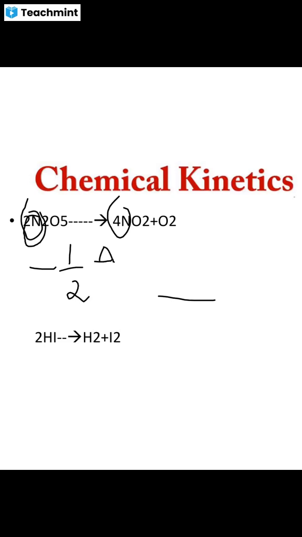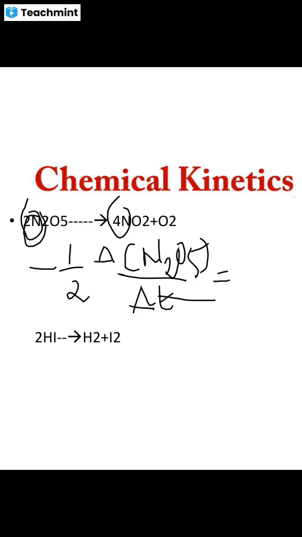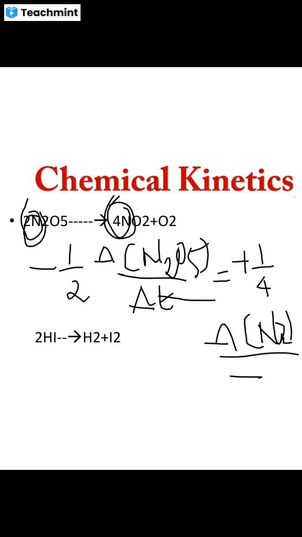It is the change in the concentration of N2O5 upon time, which is equal to, here it is 4, so we can write positive 1 by 4 change in the concentration of NO2 upon time. That is also equal to plus 1 by 1 change in the concentration of oxygen. Like this we can write the average rate expression. And dear children, you can write this in the example below. Okay, next one.